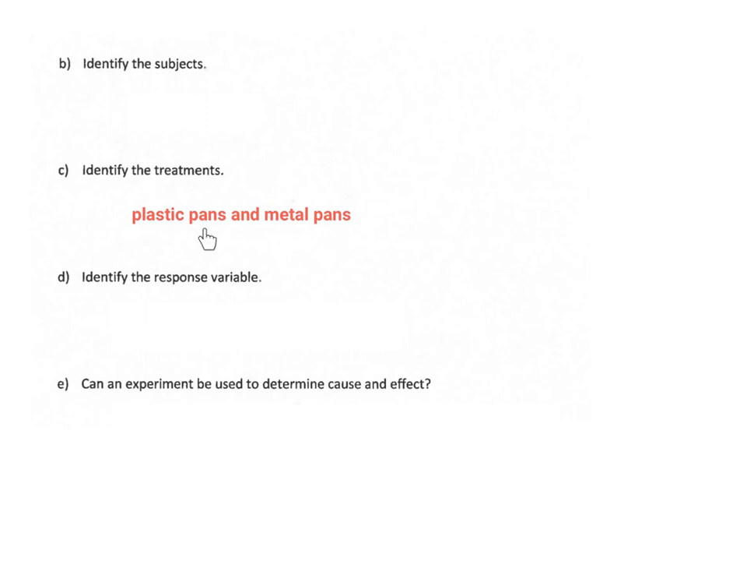Those were our two different conditions. Now, the subjects are the participants that were assigned these two treatments. So the subjects in this case was the cake mix. Okay, the cake mix is what were put into these two treatments. All right, the response variable in part D, it's really just what you're trying to measure. So we were trying to measure the evenness of each cake.